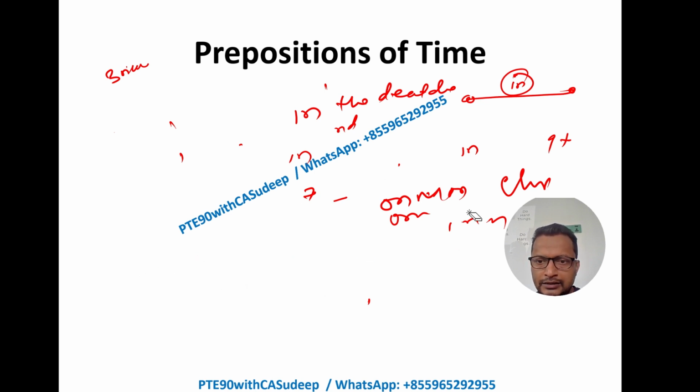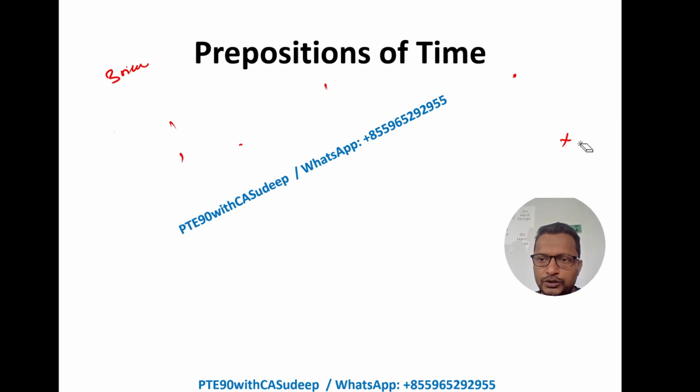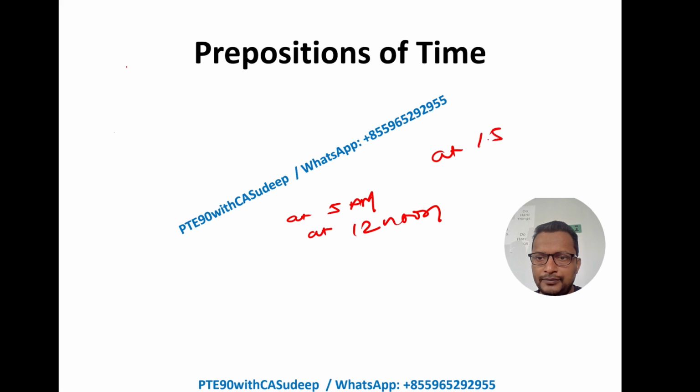And then if you are referring to the specific point of the day or the specific time of the day, then put "at", right? So "at" is the specific point. For example, at 5 a.m., at 12 noon, right? At 5:15 p.m., for example. So consider this as "at".